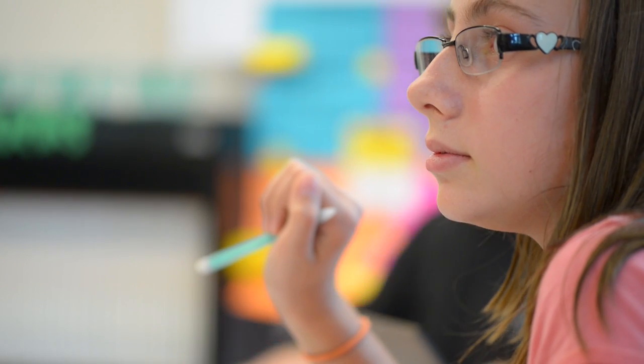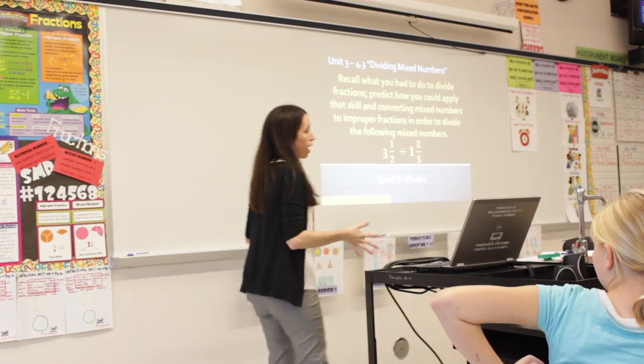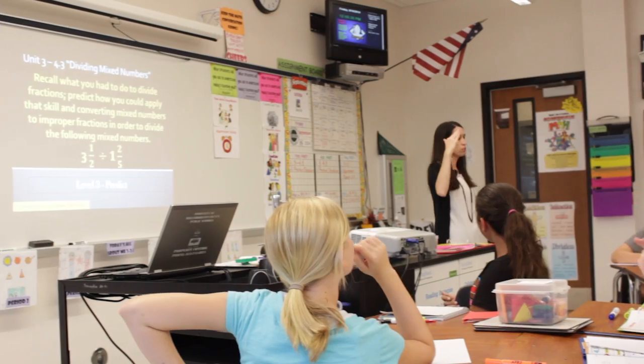They did a commit and toss where they had to think for themselves, using everything we've learned this week: dividing fractions, the reciprocal concept, changing a mixed number into an improper fraction. They had to write it on their paper individually, just think about it. Their time to reflect on what they've learned. All right, make sure you listen before you start. It says, recall what you had to do to divide fractions. So I'm going to stop there, think. What did you have to do when you divided fractions? Just think for a second.